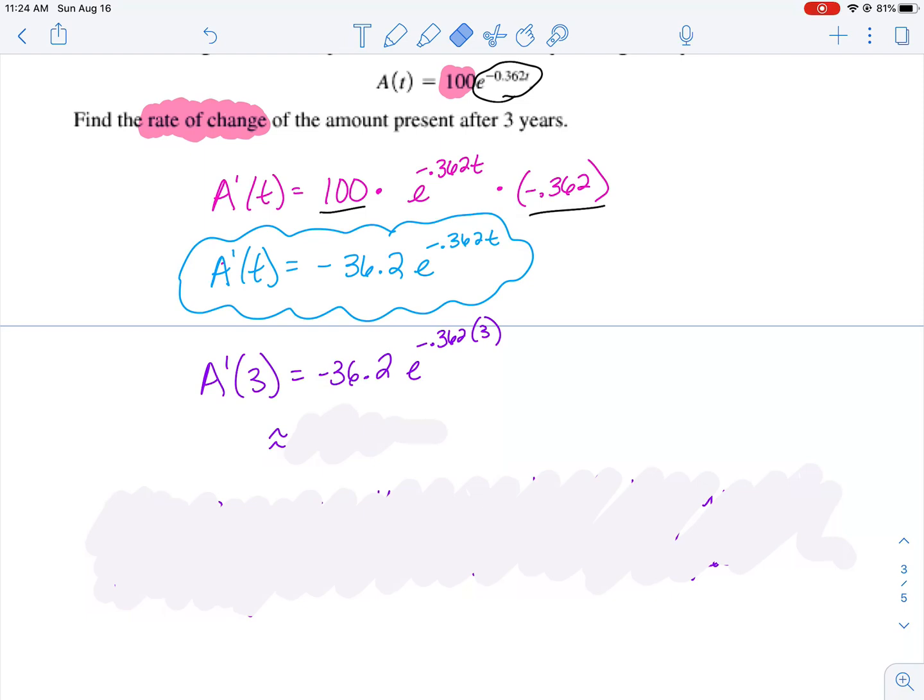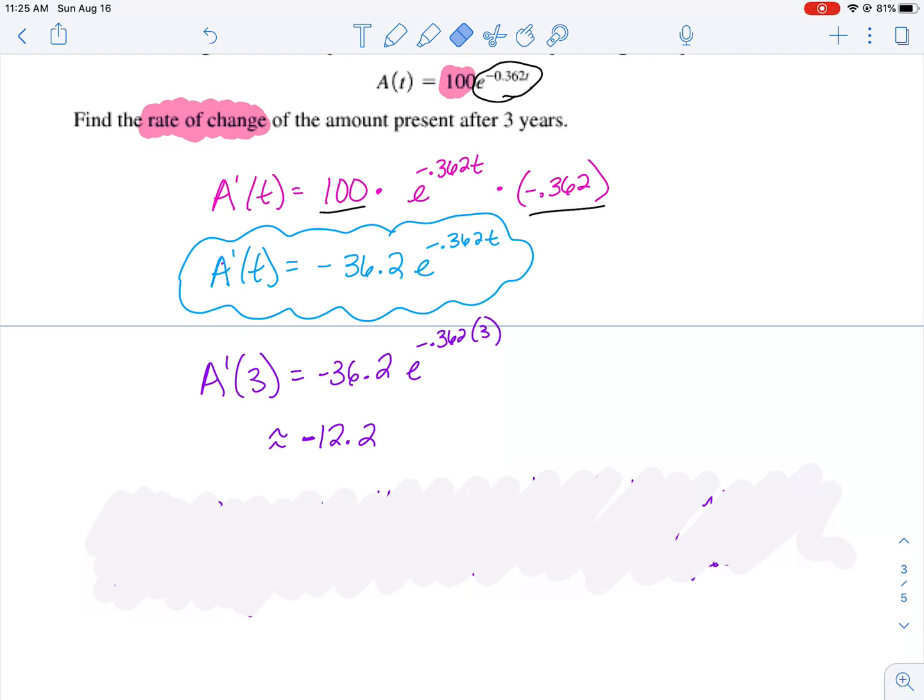I plugged it into my calculator. You should all have an e button on your calculator, so find that. You should be able to do e to the negative 0.362 times 3, and then take that answer and multiply it by negative 36.2. Make sure you all know how to punch it in your calculator. Pause the video all the time if you need to make sure that you know how to get the correct answer, okay? When I did that, I ended up getting negative 12.2.